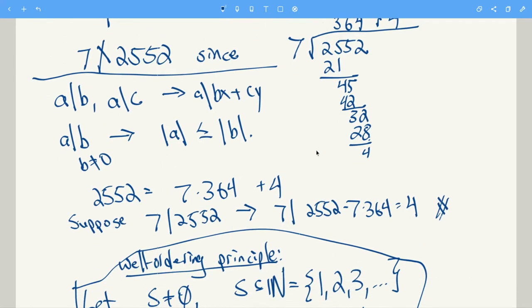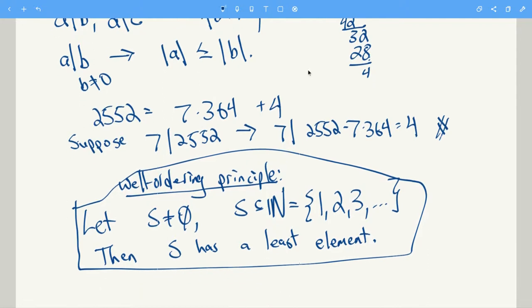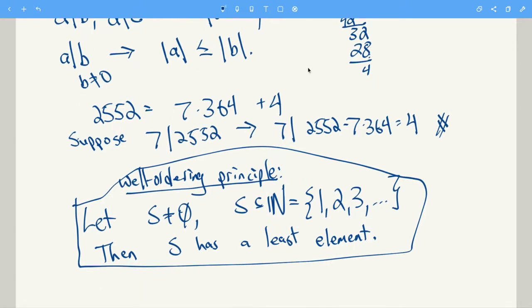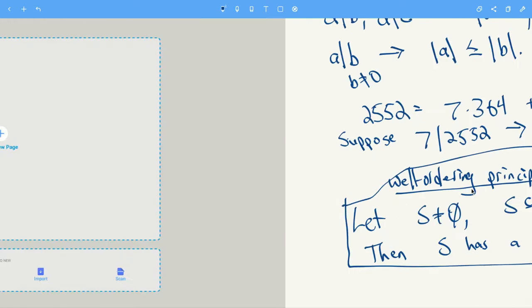To prove that, we need to know this fact. It's called the well-ordering principle. Alternatively, you could also use induction. Okay, let me just remind you what this means. The well-ordering principle states that if I have a non-empty subset of the natural numbers, then my set has a least element. Okay. So let's use this principle to prove that the division algorithm always works.